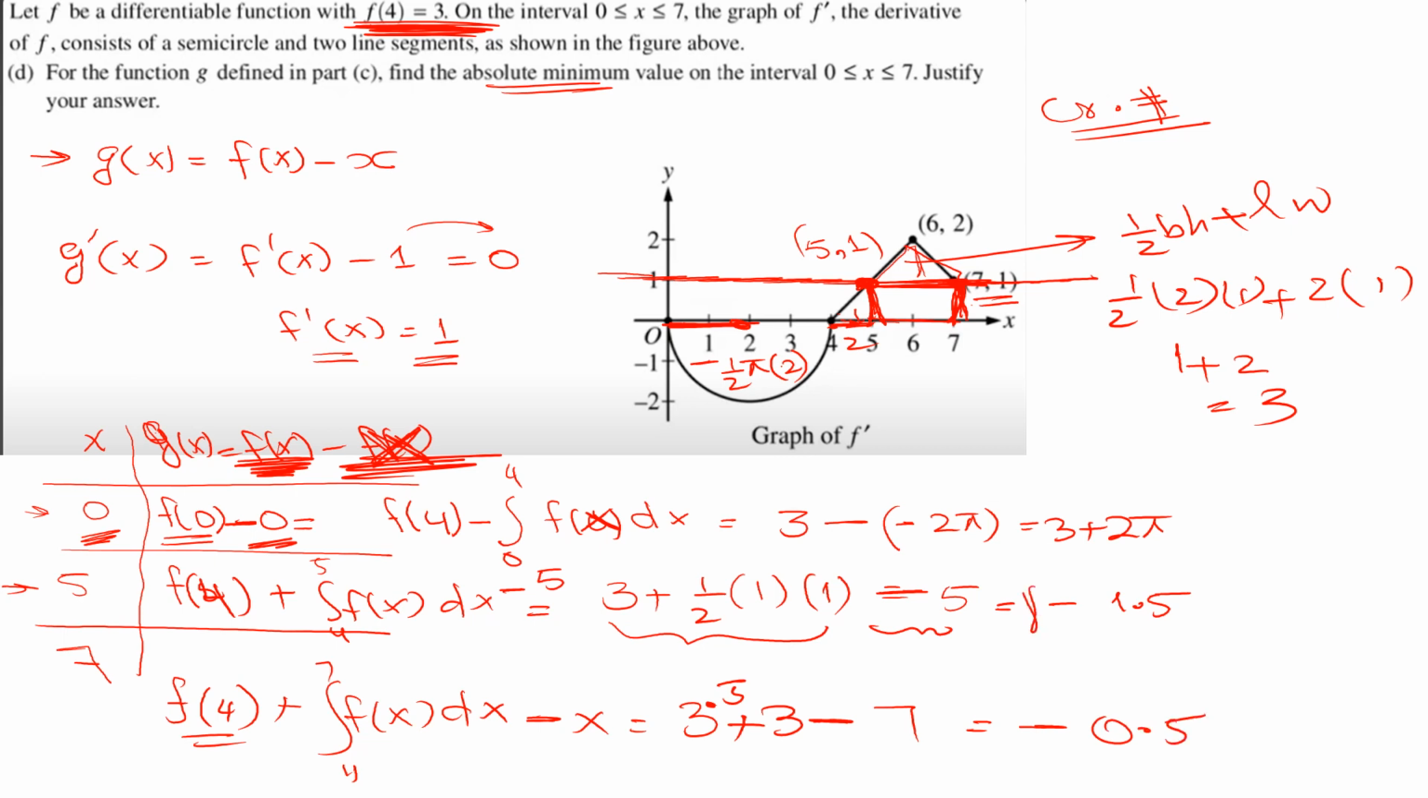Now this is the least value at x equals 5. So this is the absolute minimum. So in the end, you have to say that the absolute minimum value on the interval 0 to 7 is negative 1.5.